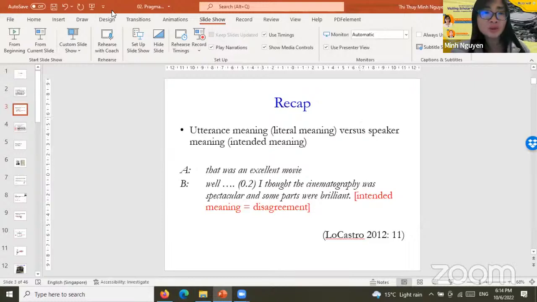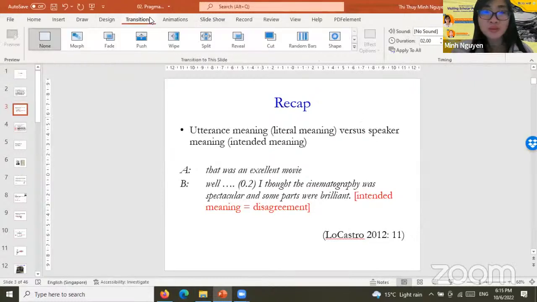Anyway, so what we learned is pragmatics is concerned with meaning in interaction. And by meaning, we mean speaker meaning. We don't mean utterance meaning. An example that shows the difference between utterance meaning and speaker meaning is the one that we discussed in the last lecture. Utterance meaning is what we say, the literal meaning of what we say. And speaker meaning is our intended meaning, what we mean by what we say.